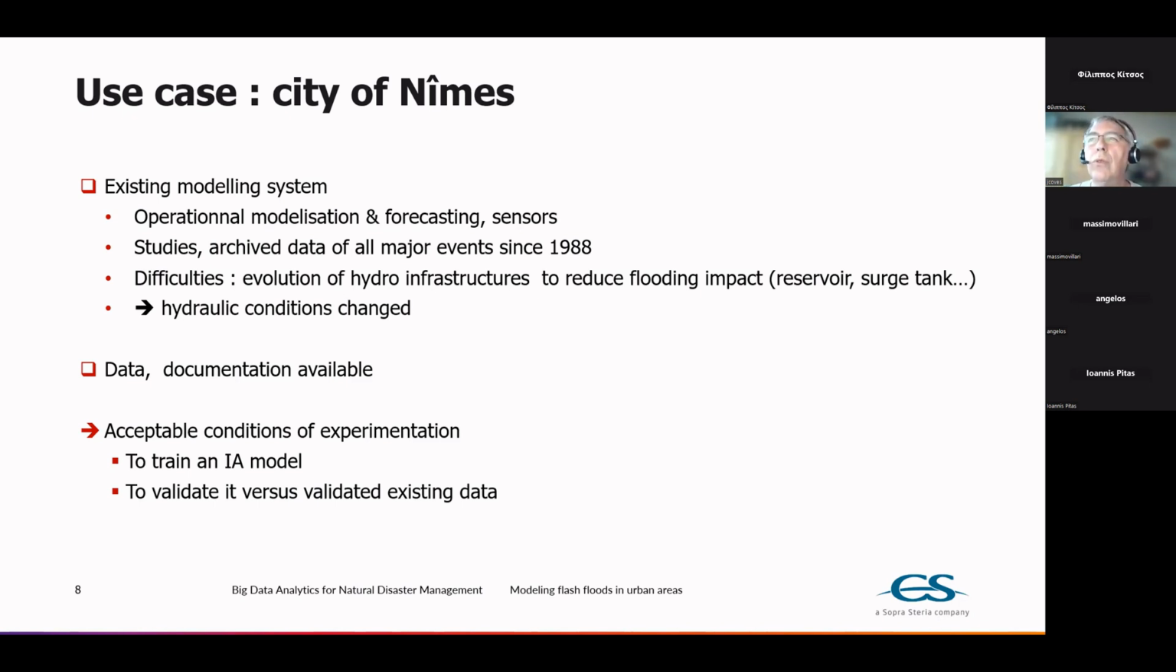And also, we have a lot of documentation for the main events. That was the good point, and we knew that with this set of data we were able to verify our results against concrete observations and other models. So that was acceptable for us to first train the AI model and also to validate the results against existing data and existing results.